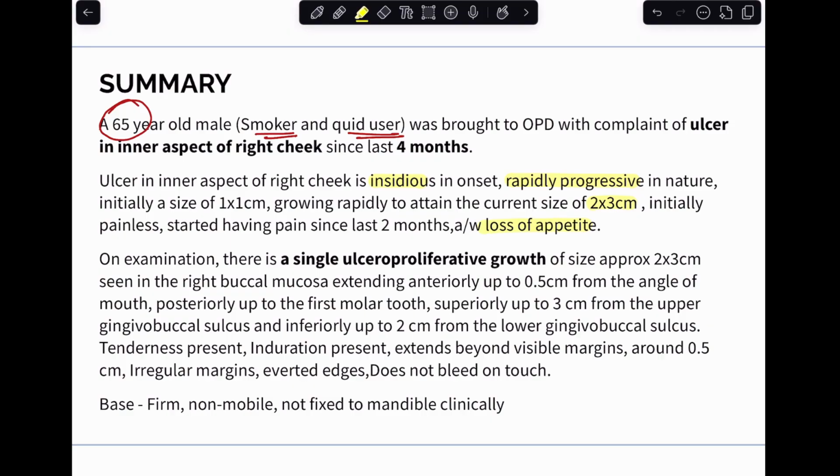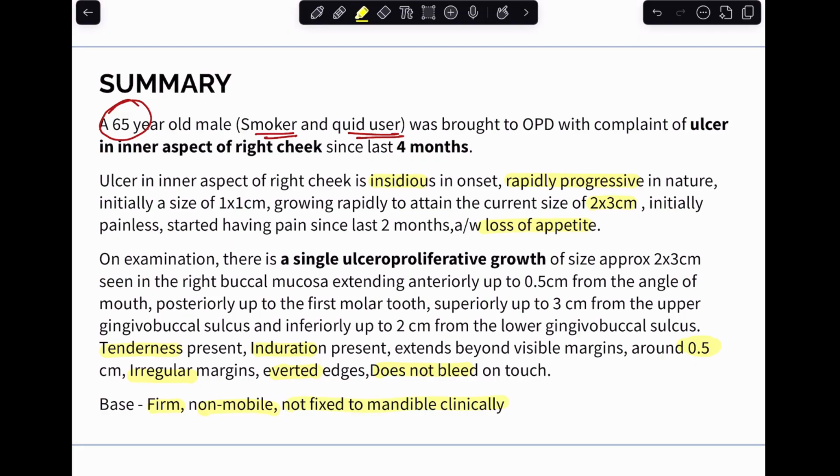On examination, we have found a single ulceroproliferative growth, and then we have described the extent of the growth. Also, we have found that tenderness is present, induration is present about 0.5 centimeter around the visible margins, irregular margins, everted edges, does not bleed on touch, and the base is firm, non mobile, not fixed to the mandible clinically. So, that is our summary of the patient.